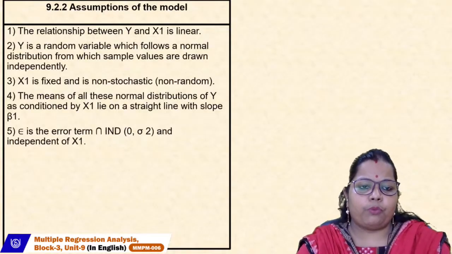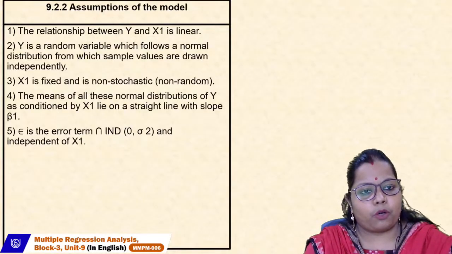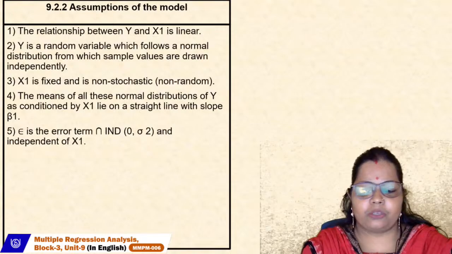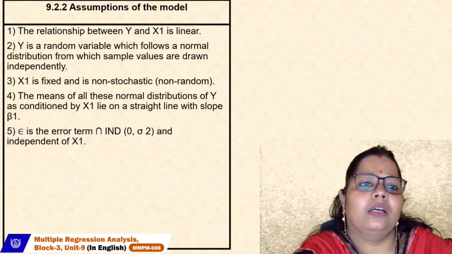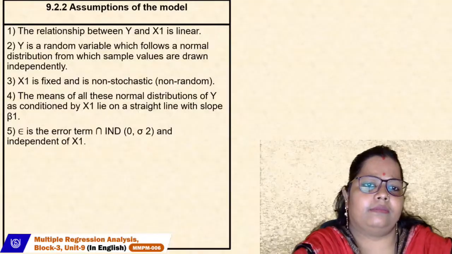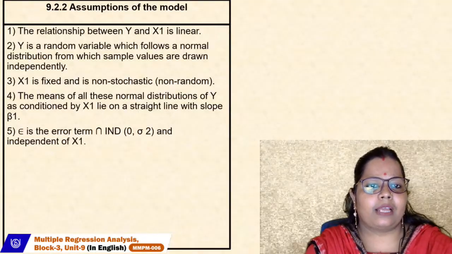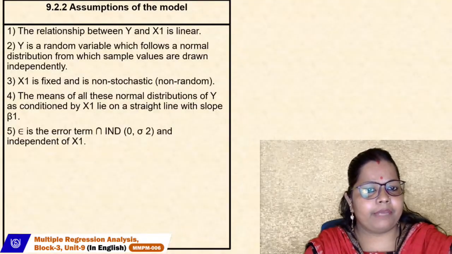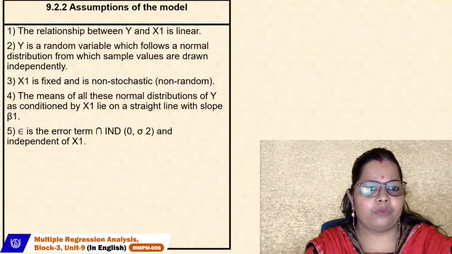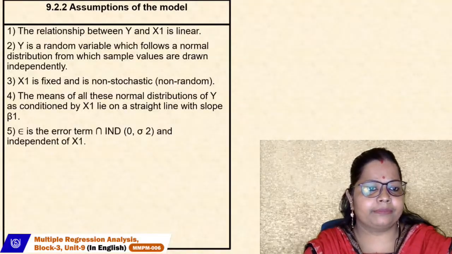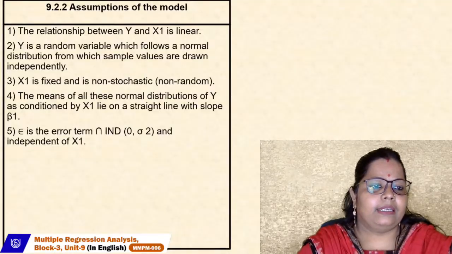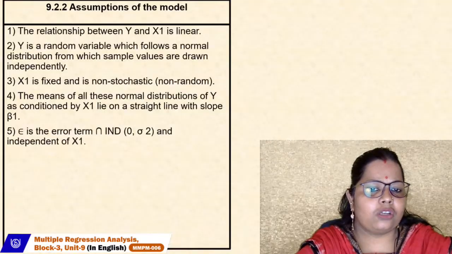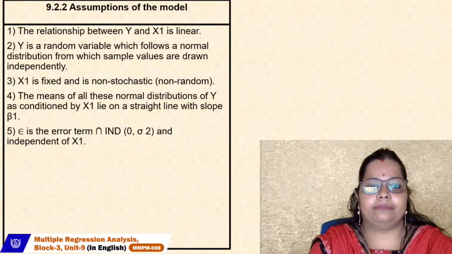Now, before going to the model of the multiple regression analysis, which is a little bit different from the linear regression model, we must make the assumption that the relationship between x and y is linear, and y is a random variable which follows a normal distribution, from which sample values are drawn independently. Then the third one is that x1 is fixed and non-stochastic, or you can say non-random.